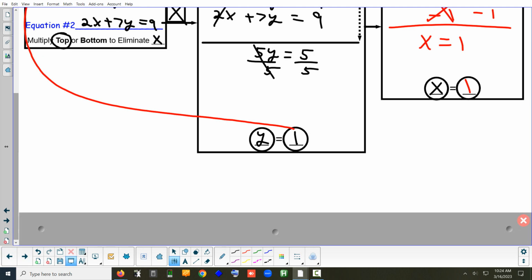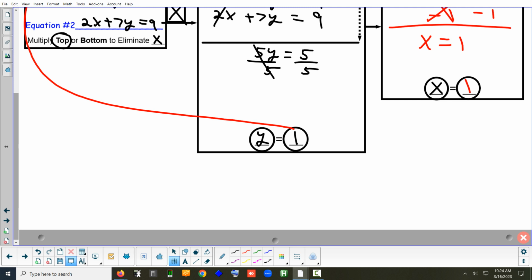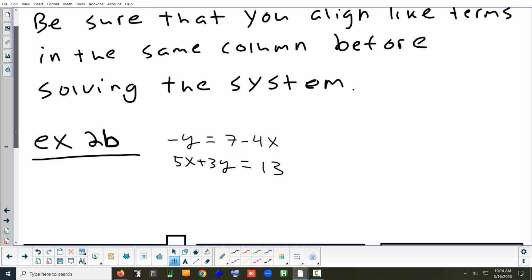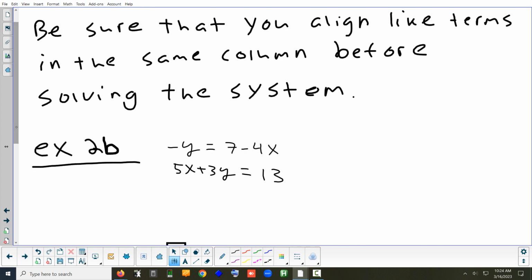All right, that was 2A. Do you guys have a spot on your notes for 2B? Okay, let's do 2B. I'm going to start you off doing a little bit of it together, and then I'm going to let you guys try it. Now, I kind of gave you a hint here. Something's wrong with the setup in this problem. What is wrong with the setup? This is a thing you have to check no matter what kind of problem you're doing.